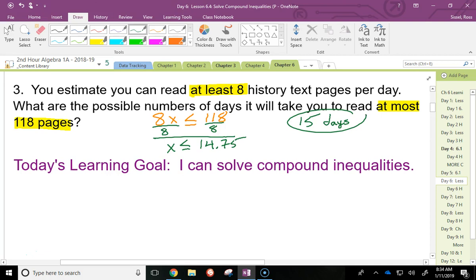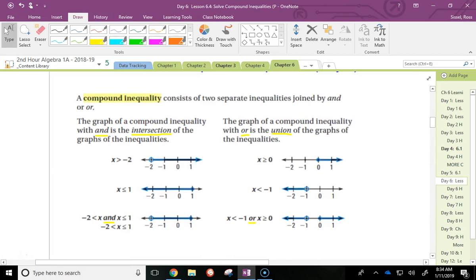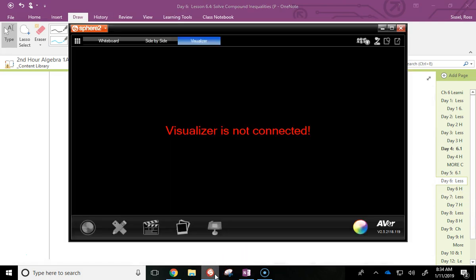Today's assignment, I will solve compound inequalities. Everything that I'm going to do on OneNote, I'm going to do instead on this green sheet that I gave you. A couple of you don't have green because I made extra copies. But this is important for our notes.